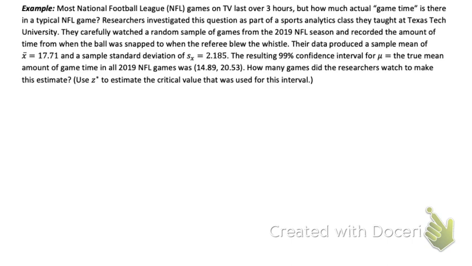Their data produced a sample mean of X bar equals 17.71 and a sample standard deviation of S sub X equals 2.185. The resulting 99% confidence interval for mu, the true mean amount of game time in all 2019 NFL games, was 14.89 to 20.53. How many games did the researchers watch to make this estimate?